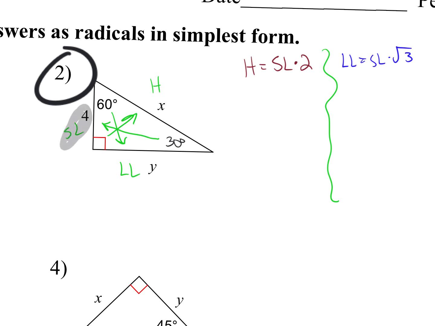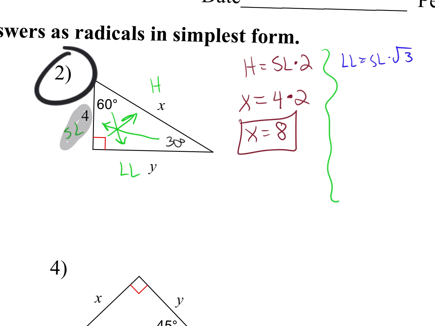And if you look, both formulas have the short leg in it. So it doesn't matter which one I start with. So I'll just go in order. The first one there, hypotenuse is equal to short leg times 2. Plug in. The hypotenuse right now is x. The short leg we found is 4. And then just bring down the times 2. And then just solve it. 4 times 2 is 8. And that one's finished.